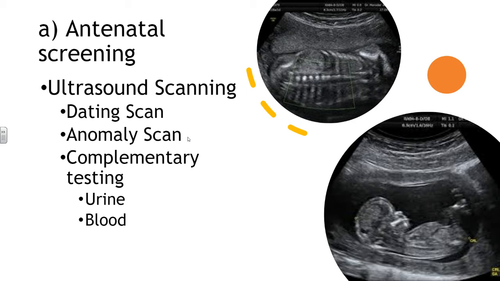Later on, between 18 and 20 weeks, so it's a narrower window, they will have the anomaly scan. So in this case, we're looking for any physical abnormalities in the fetus. At this point, quite often, we'll also be able to get a better look at the genitals and gender of the child.